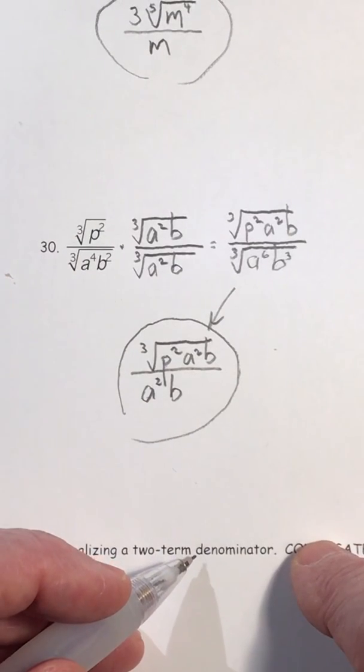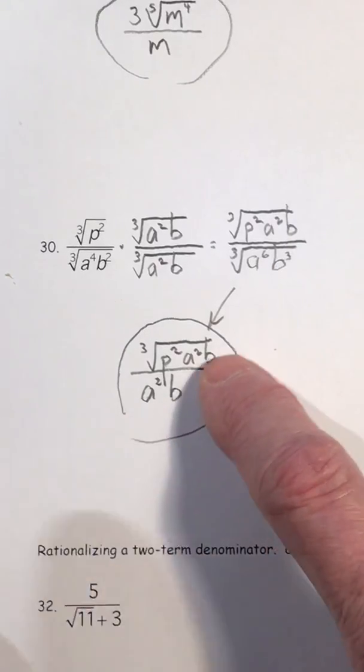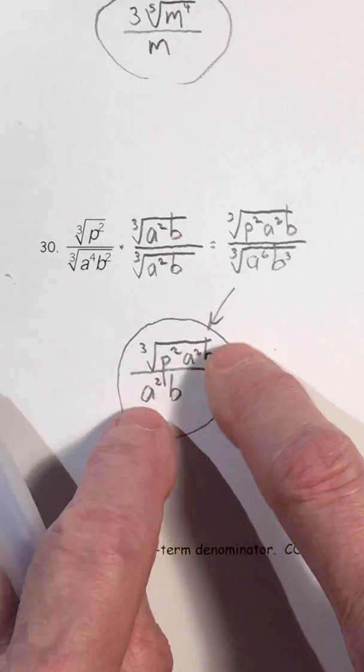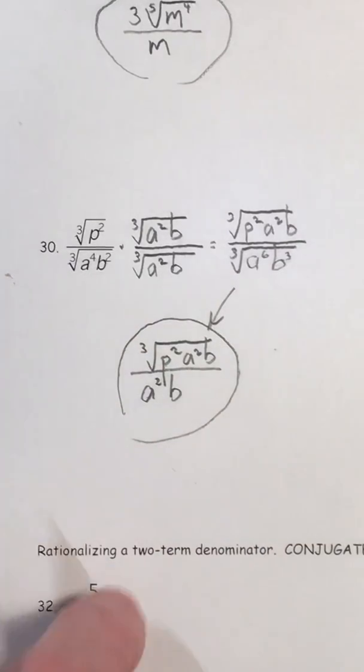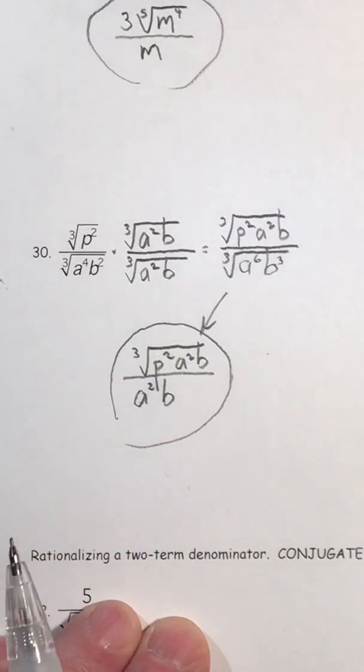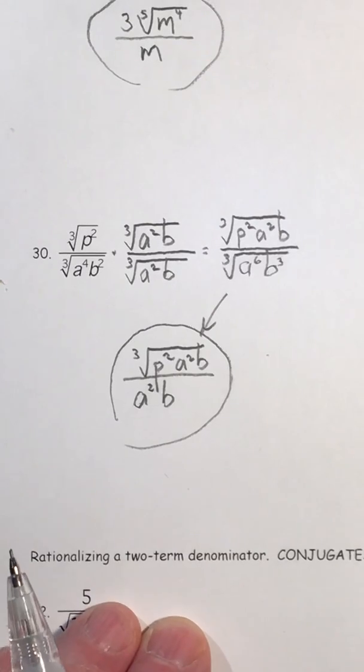Okay. And again, as I said with the numbers, you can't cancel those because that's not really a squared. It's the cube root of a squared. Okay.